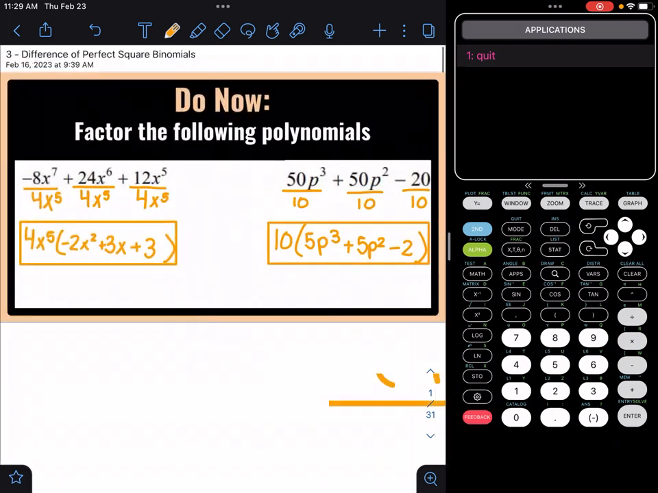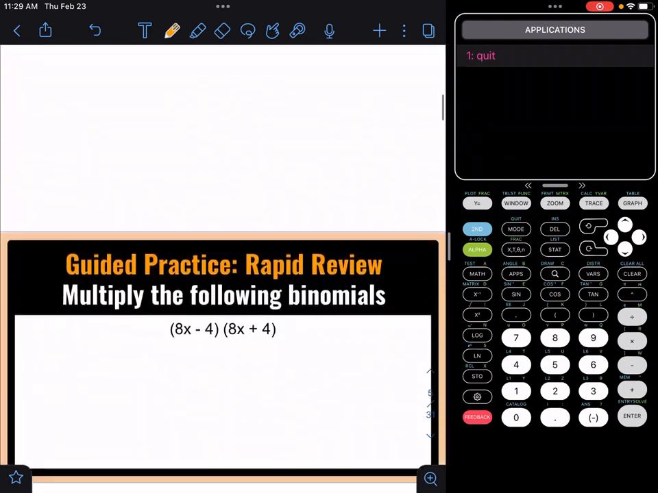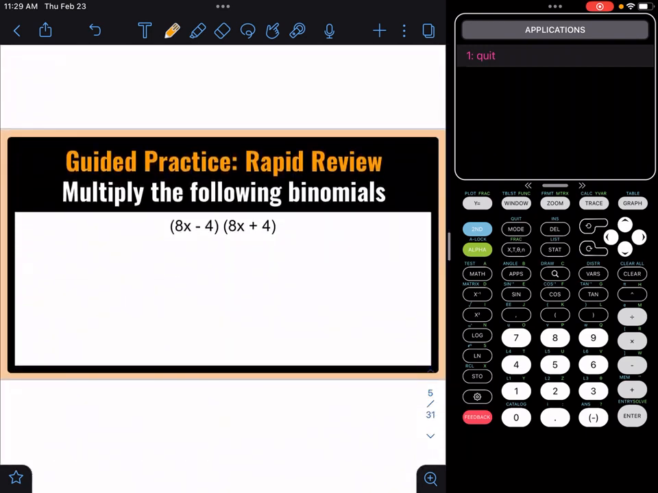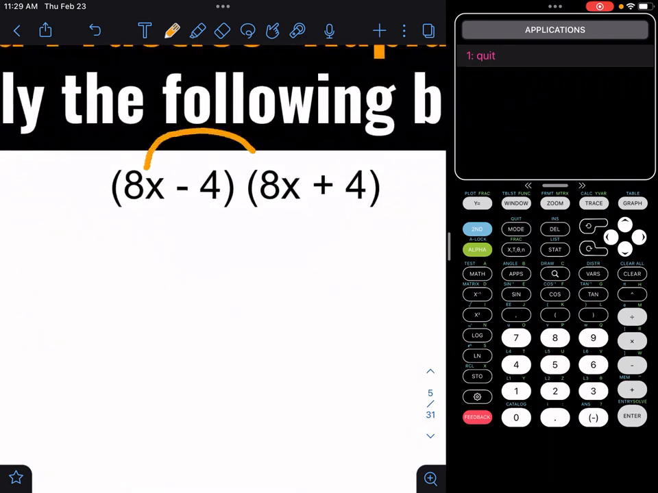Alrighty. So let's get into how we are going to factor these perfect squared binomials. What is a perfect square binomial? First, let's learn how to multiply these. Let's just review it. 8x times 8x gives us 64x squared. 8x times 4 gives us 32x.